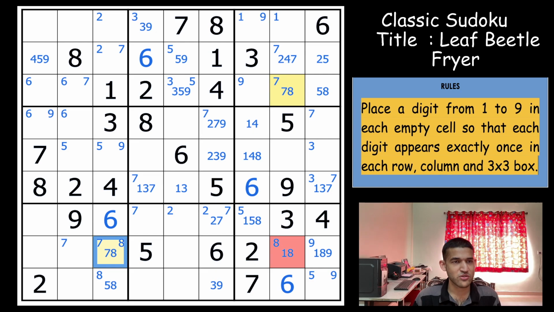Now, where does the 7 go in this box? 7 cannot be here because of this. And 7 cannot be here because of this. So which means that forcing this cell as an 8 leaves you with no 7 in box 1. Box 9 has an effect on box 1. What a deduction, Fryer. An amazing, amazing Sudoku.